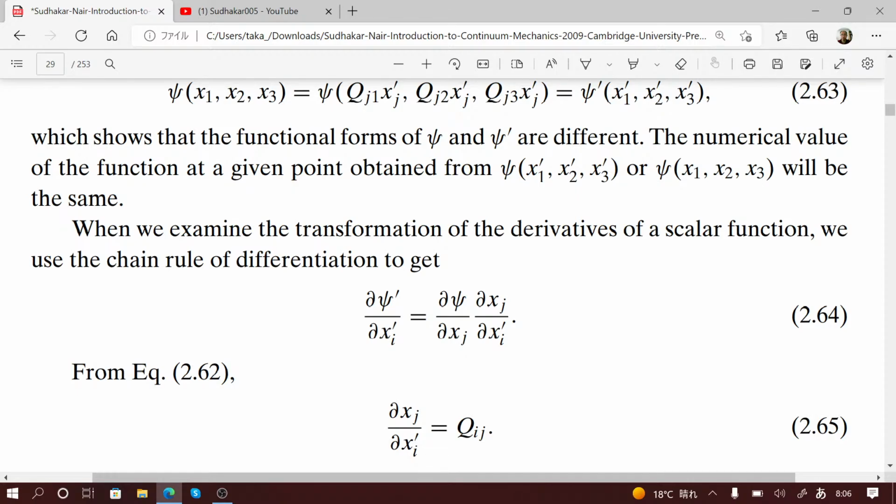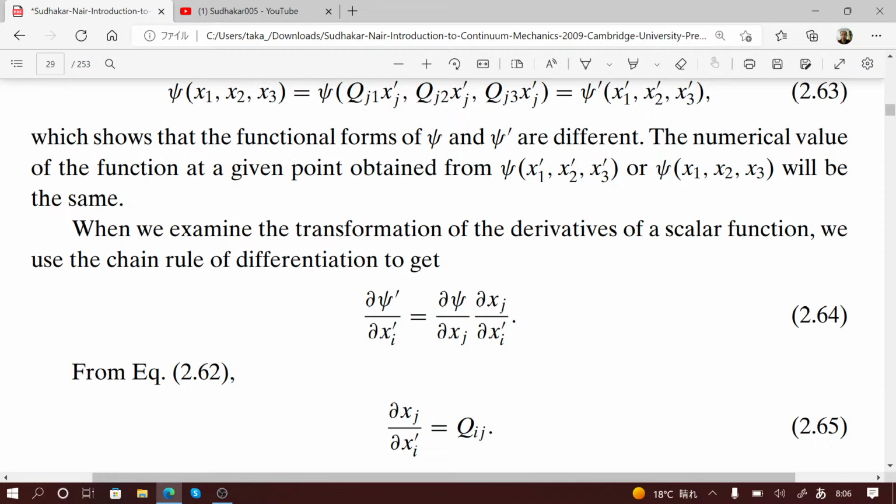The numerical value of the function at a given point obtained from psi prime or psi will be the same.